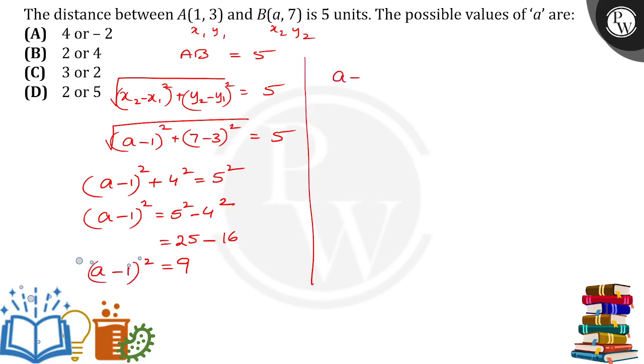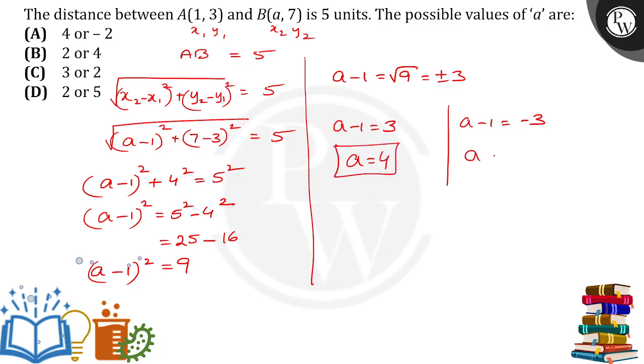So a minus 1 is equal to square root of 9, that is equal to plus or minus 3. So a minus 1 equal to 3, or a minus 1 equal to minus 3. Here a minus 1 equal to 3 means a is equal to 4. a minus 1 equal to minus 3 means a is equal to minus 2. So therefore the values of a are 4 or minus 2.